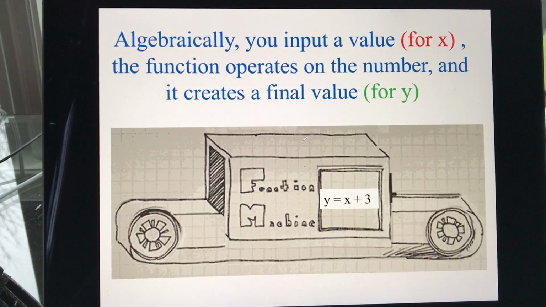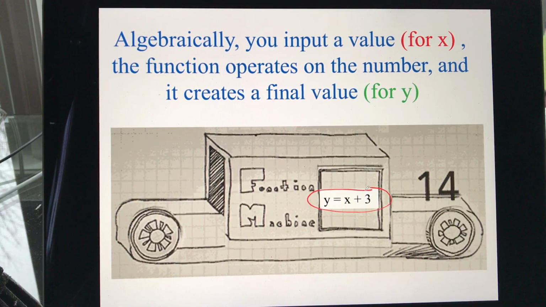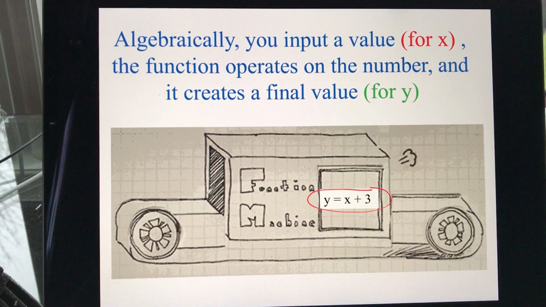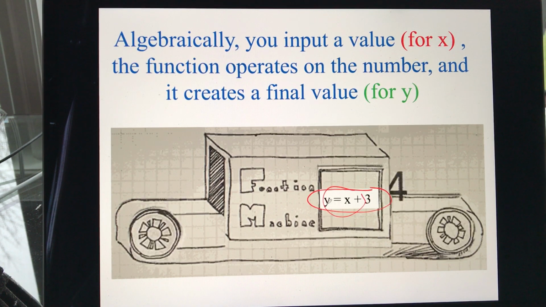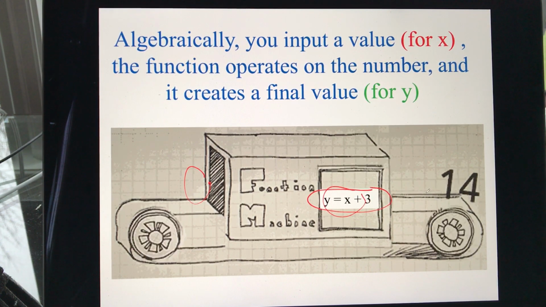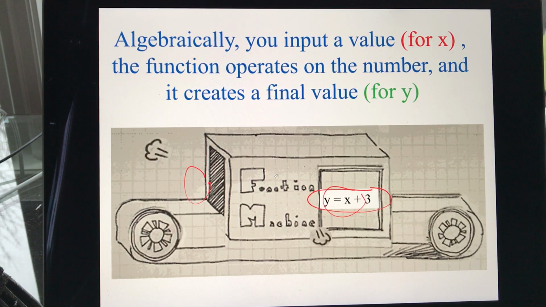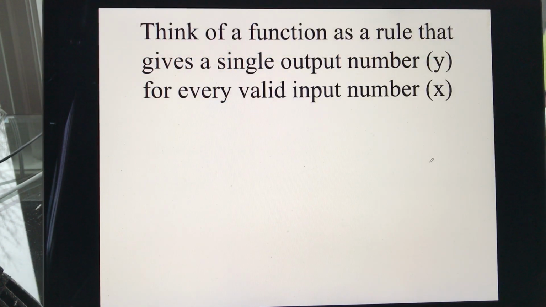Now, algebraically, we've seen functions before written as these equations. And we have this idea of an input value for x, and we have this equation, and it kicks out an output value for y. So if we had y equals x plus 3, if I started with 11, I know 11 plus 3 is 14. So 11 is the input, this is the function, and 14 is the output. Really, it comes down to thinking of a function as a rule that gives a single output number, which is y, for every valid input number, x. And we're going to talk about this in a few minutes, what it means to be valid.